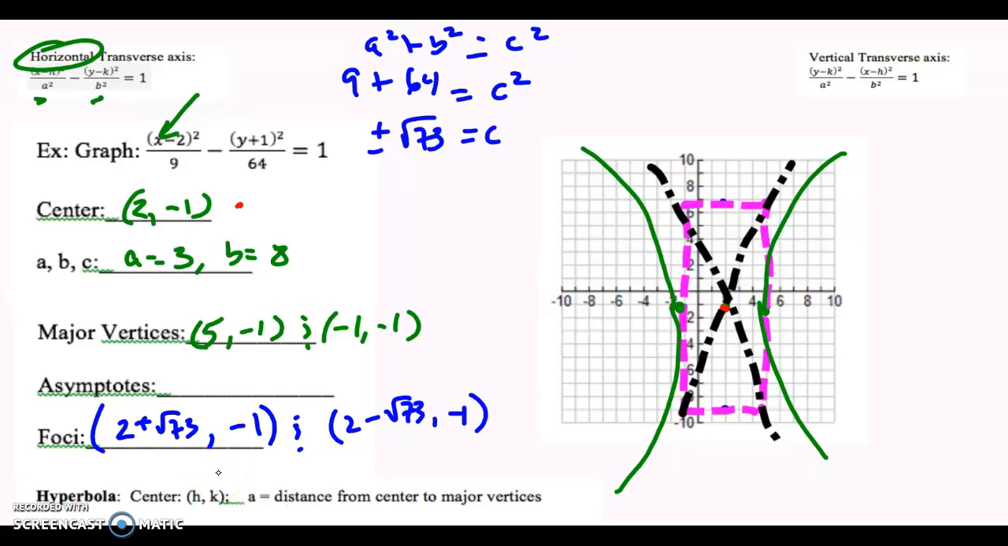The last part is the asymptotes. I need to find the equation of this asymptote here. Now this asymptote, I'm going to use this equation of a line.